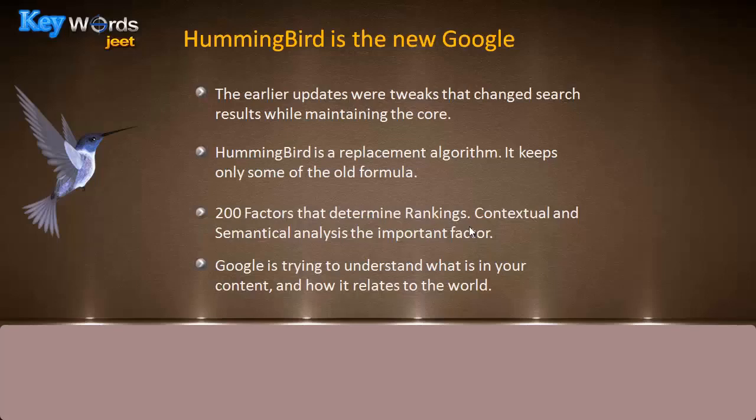Google is now actually trying to understand what is in your content and how it relates to the world. It's like a real person trying to understand what you're talking about. That will help Google deliver much more accurate results and serve its visitors much better. And in this lesson, we will see exactly how it works and exactly how it will create a revolution in the search engine technology market, or in the search engine world.